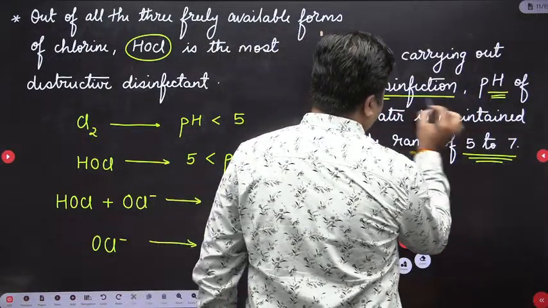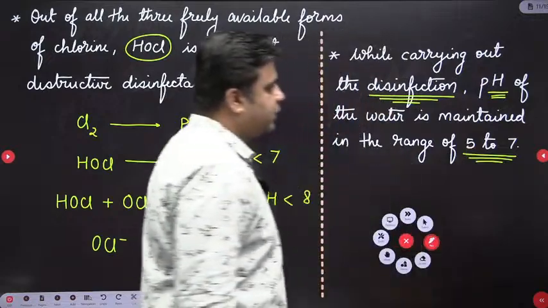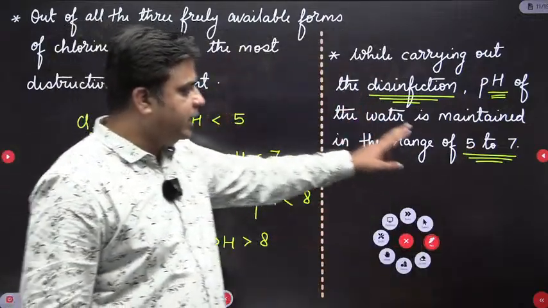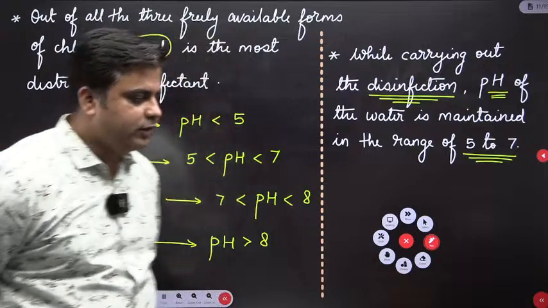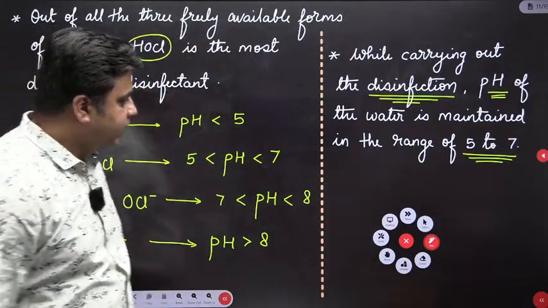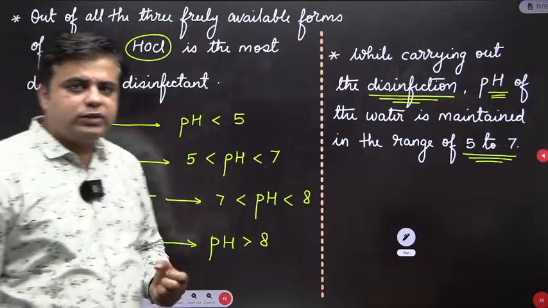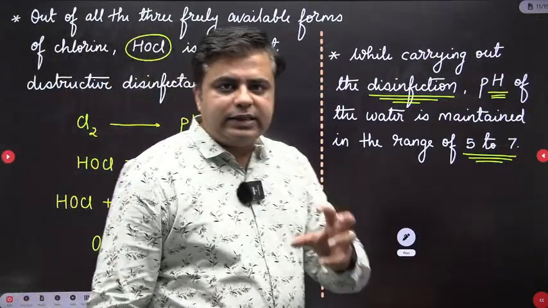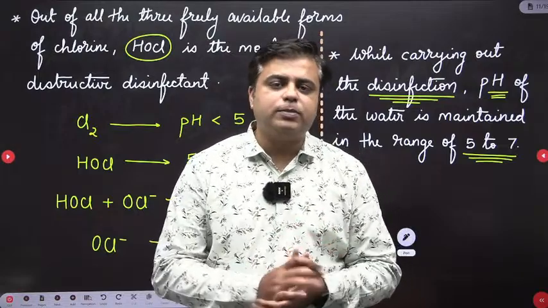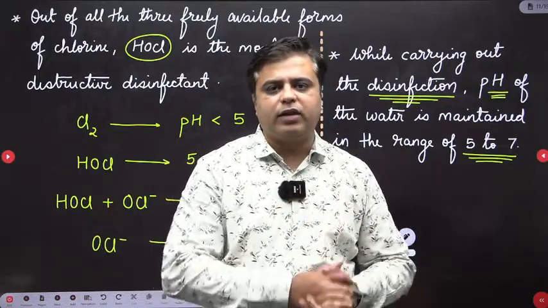Please note this point down, right? While carrying out the disinfection, pH of the water is maintained in the range of 5 to 7. This is the first note point. The second note point is, all these free forms of chlorine kill the enzymes which are responsible for the metabolism of microorganisms.